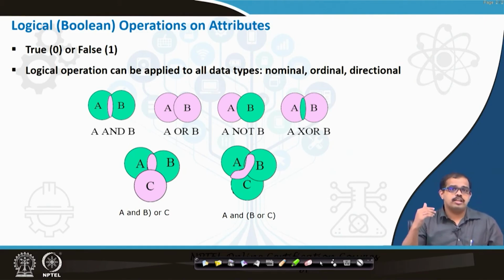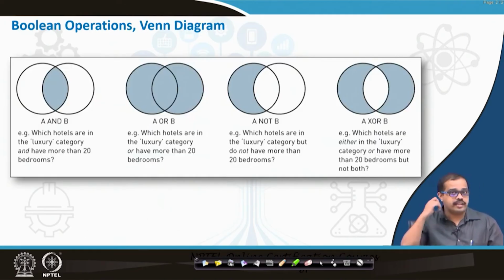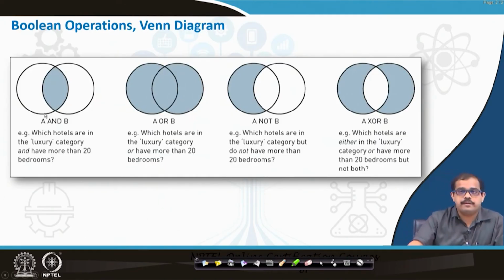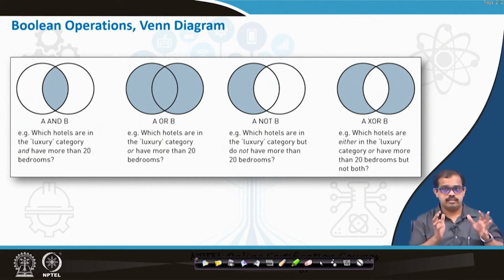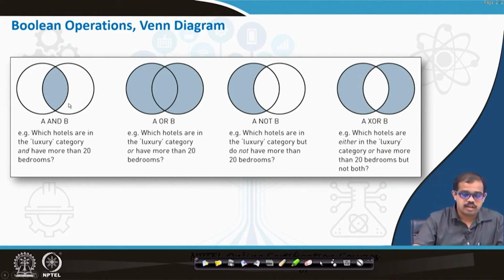So, when you are looking at logical operations, they can be applied to all kinds of data. It can be nominal data, ordinal data, directional data, any kind of data that is there, logical operations can be applied. And just to give you an example of all of these, if it is A and B, for example, if I want to look at a query, which hotels are in a luxury category and have more than 20 bedrooms, which means I should filter out the data which is in the hotels with luxury category and also having more than 20 rooms. So, that comes here. Okay.